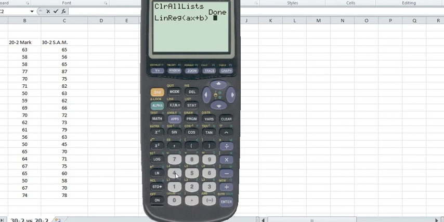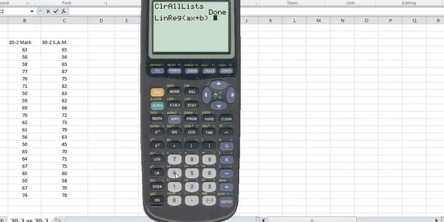What I want to do now is tell the calculator where the data is and where to put the resulting equation. If it's in L1 and L2, which it is, then we don't have to tell the calculator anything different. It defaults to your x values in L1 and your y values in L2. But I want to take the resulting equation and put it into y1, so that it'll graph it on the graph.